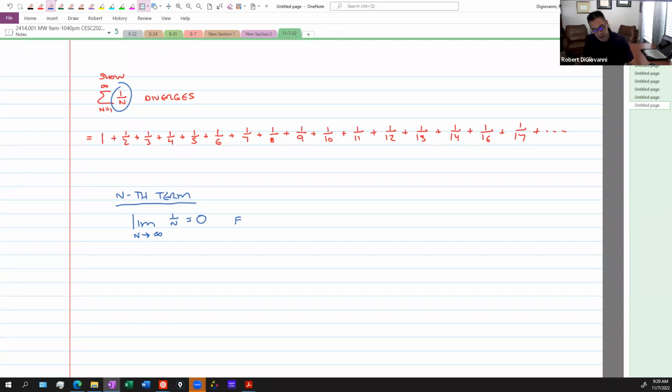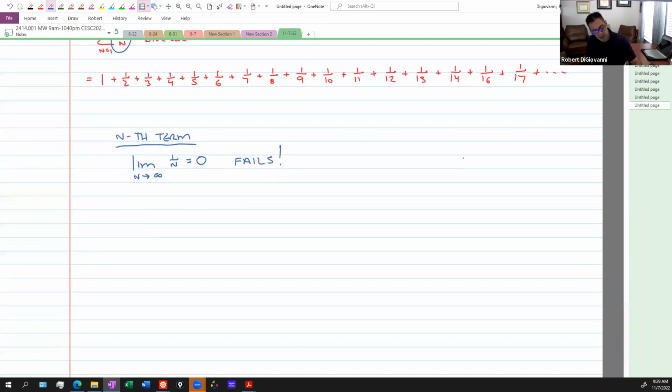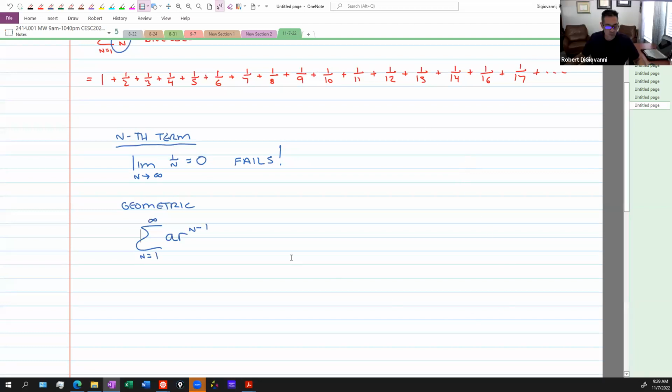So this basically fails to give us any conclusive result. That's just going off this first test, right? If the limit goes to 0, it's inconclusive. We don't know what the answer is. So then I start thinking geometric. Does this look geometric to you? Does it look like some number in front of r to the n minus 1? No, it doesn't look like that. It doesn't look like we have powers that keep getting bigger and bigger. So it's not geometric.